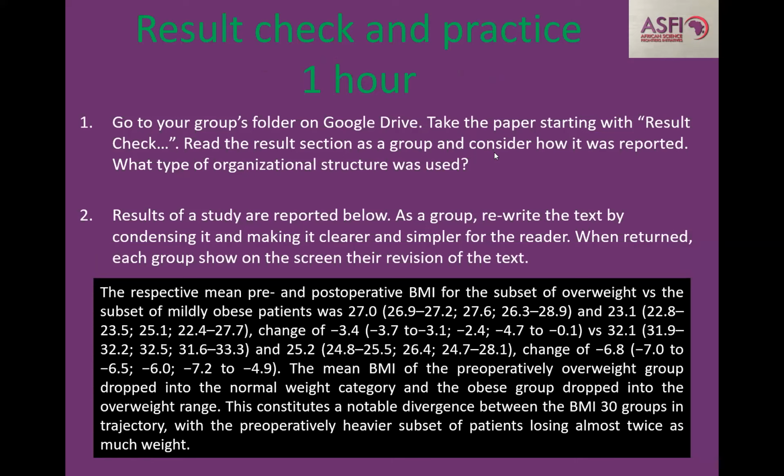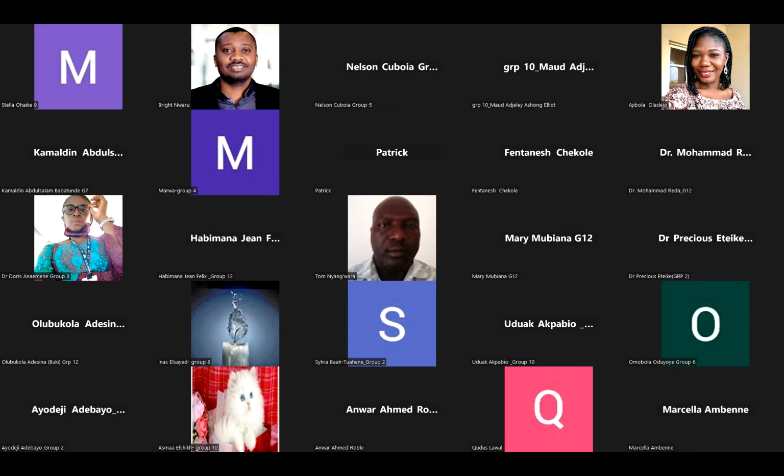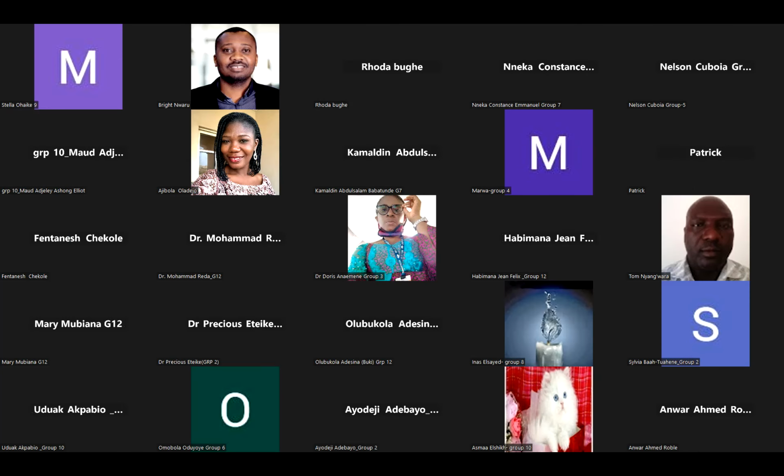What I will do now is take groups 7 to 12. Group 7, share your screen and let's see what you have done to this text here. What is your own output from that text? Is group 7 ready? Every group get ready. Is group 7 ready to show their screen? I see it in the Zoom. Who is present for group 7?